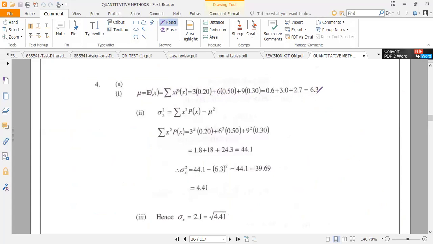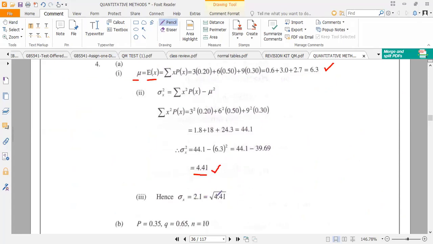You do the array of these ones, 6.3. Is that what we found as our mean? See how you write the mean, you write this and that. And the variance is the sum of x squared times p(x) minus the value of the mean squared. So we found 4.41 minus the 9.69, which is 4.41. And the standard deviation is when we square root our variance, which is 2.1. So this is precisely how you need to answer an exam question.